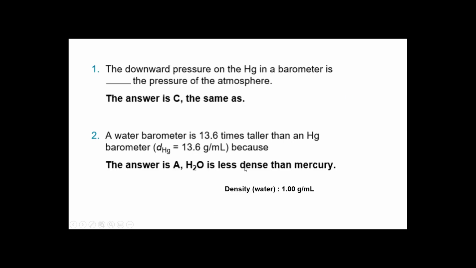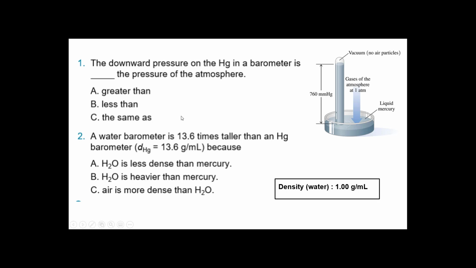So it's C, and I jumped on this one, but let me explain it anyway. A water barometer is the same as this, but instead of mercury, it's water. Now, it's taller than a mercury barometer. Density of mercury is 13.6, so why is it taller? Water is less dense than mercury. Water density is 1.0. So there's a huge difference between these.